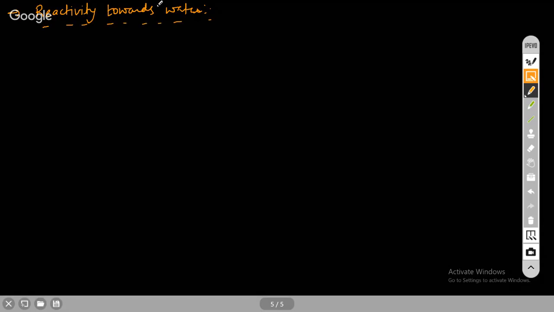Reactivity towards water. Write down carbon, silicon, and germanium. Carbon, silicon, and germanium do not react with water. Okay, no issue. Carbon, silicon, and germanium do not react with water.